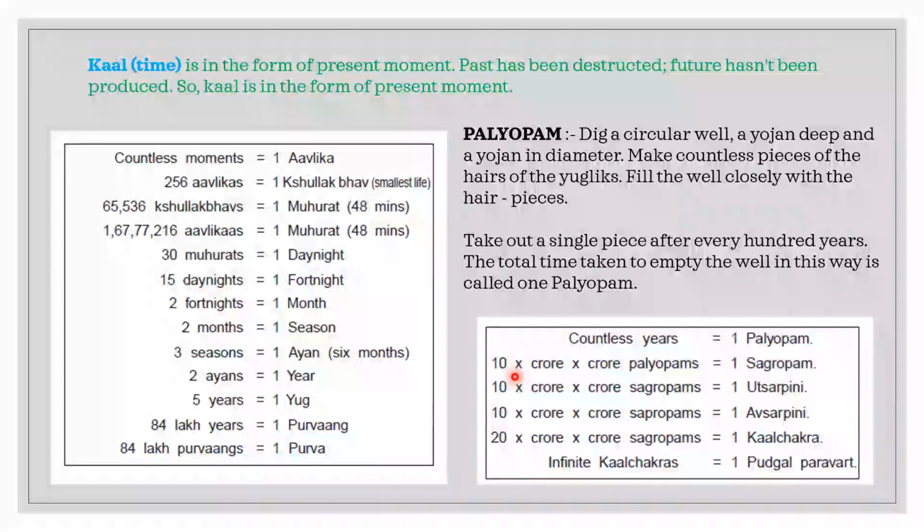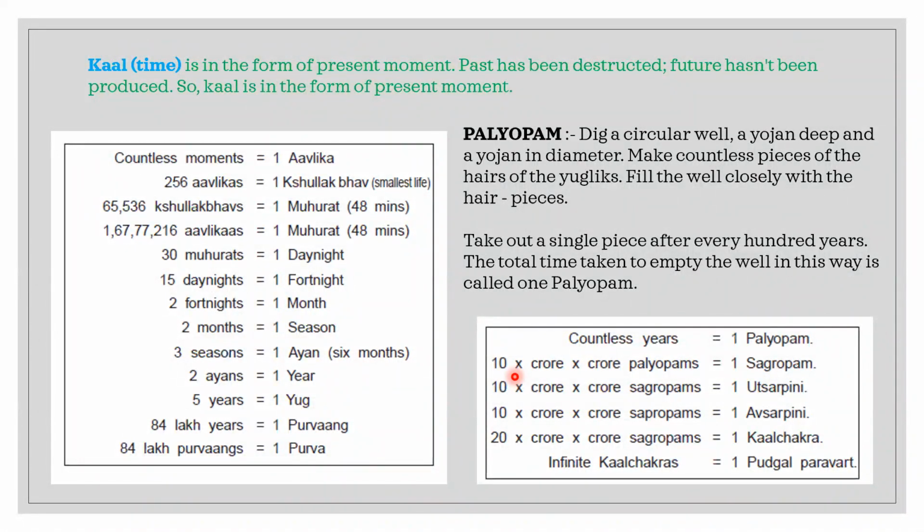And every 100 years you take out one hair, and the time it takes to empty the whole well is known as 1 Palyopam. So it's basically countless years. And after Palyopam is a Sagaropam. So 10 crores times crores Palyopam, that is 10 Koda Kodi Palyopam, is known as 1 Sagaropam.